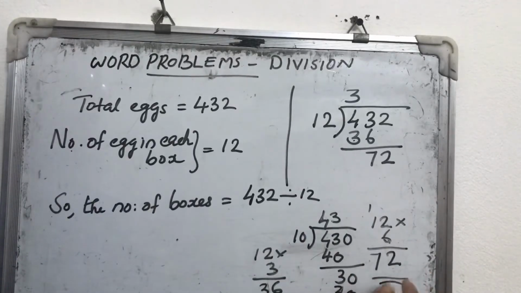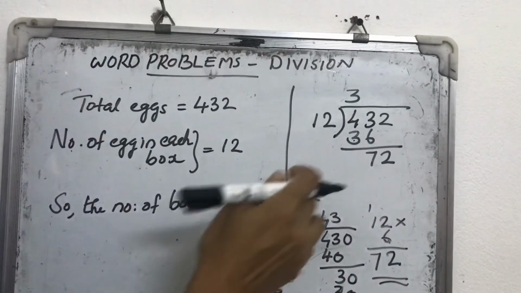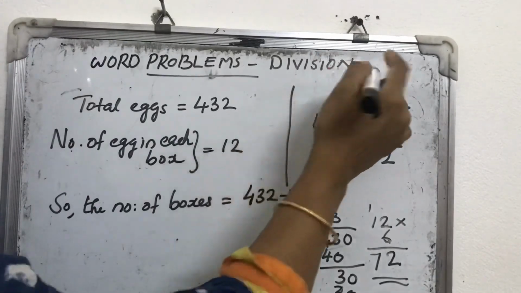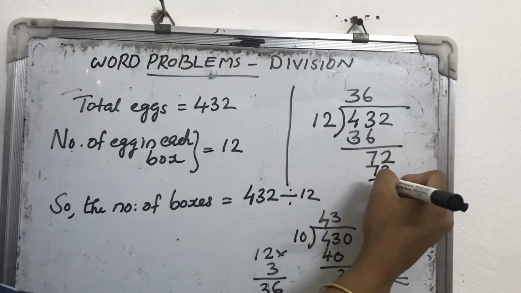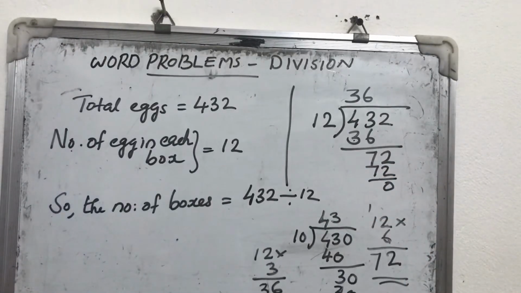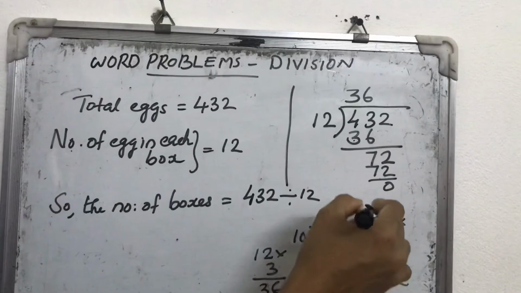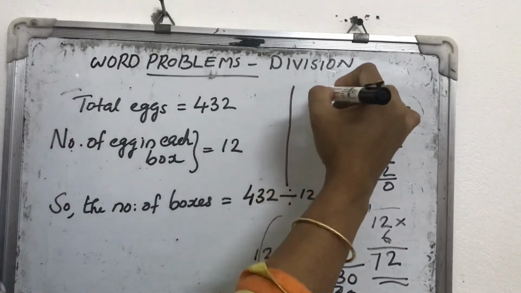Okay, we got exactly 6 here. So 72 divided by 12 is 6. 6 into 12 is 72. Then the remainder is 0. Here we do the multiplication for checking. The actual division is this.